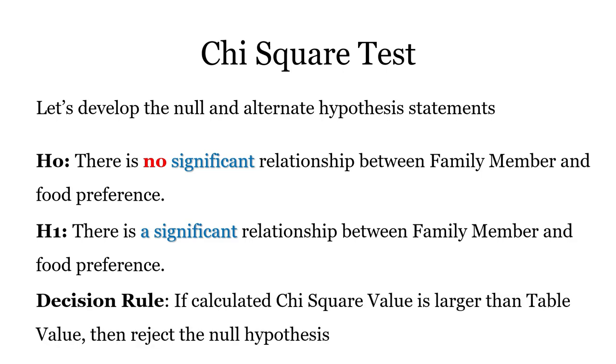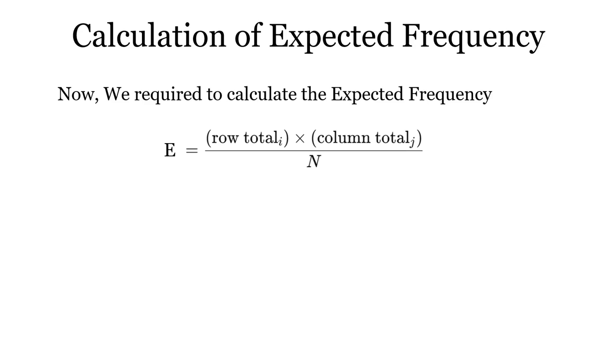In case of the chi-square test, the decision rule says that if the calculated chi-square value is larger than the table value or critical value, then we should reject the null hypothesis. So now let us calculate the expected frequency for each of the given observed frequencies. The formula for calculation of expected frequency is row total multiplied by column total divided by grand total.